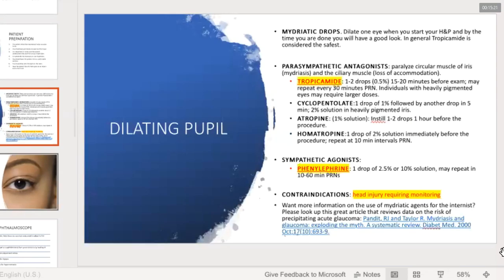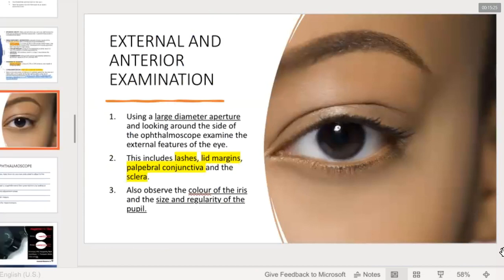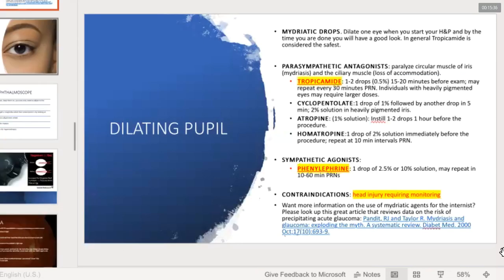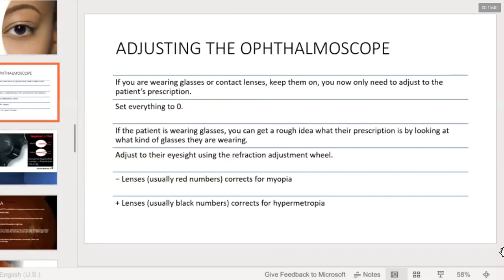Just now we mentioned patient preparation, then ophthalmoscope preparation. Just make sure that your battery is in good condition and your direct ophthalmoscope is in good condition. After that, adjust the ophthalmoscope. You can use the direct ophthalmoscope with or without your glasses. If you prefer to use your glasses, first you set everything to zero. You have to take into consideration your refractive error and also the patient's refractive error. If you don't want to use your glasses, you need to dial in your refractive error.